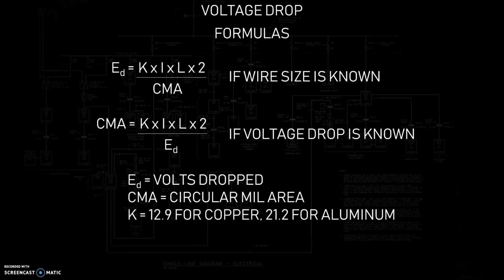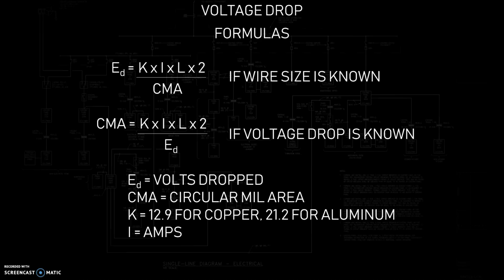K is going to be a number that represents the conductivity of your material. A couple of references will tell you that 12.9 is the K value for copper, 21.2 is the K value for aluminum. A lot of times your textbook will give you a K value. If they give you a K value in the problem, go ahead and use it. If they don't, these are what you're going to want to use for your K values.